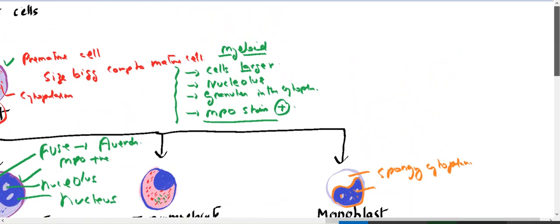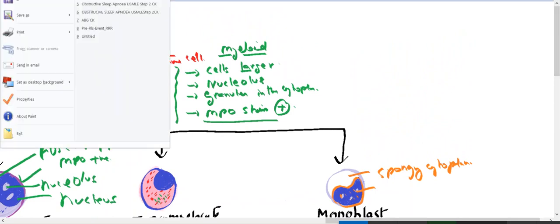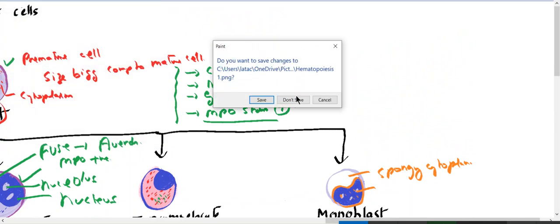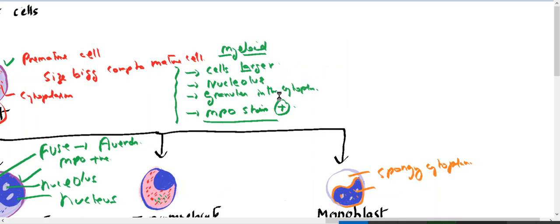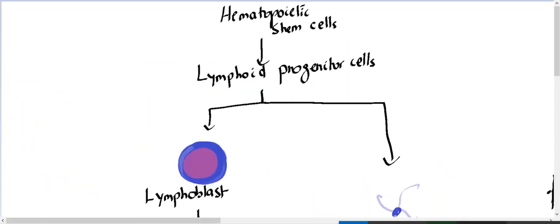Then let's go back and discuss the lymphoid precursor cells. Okay, so now the lymphoid precursor cells. So this is the hematopoietic stem cells again.